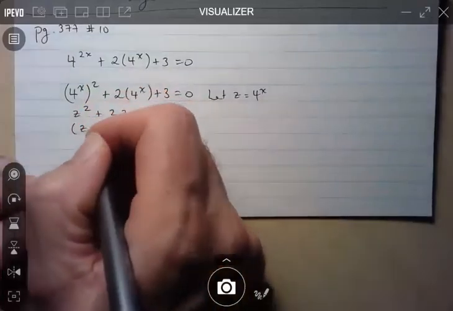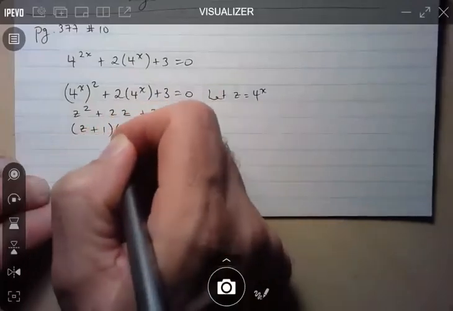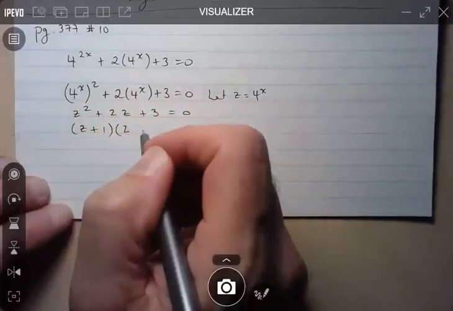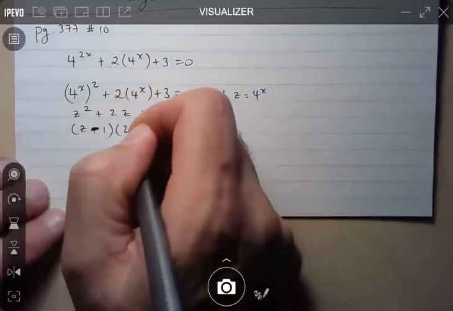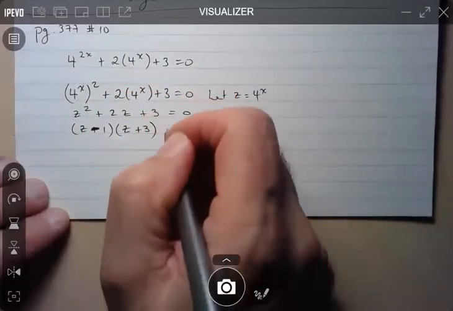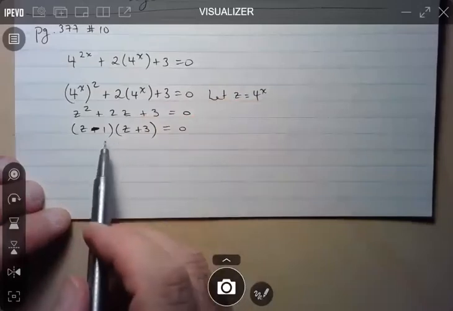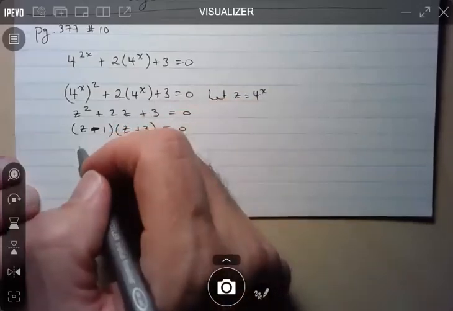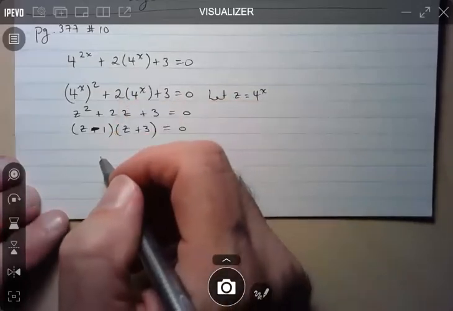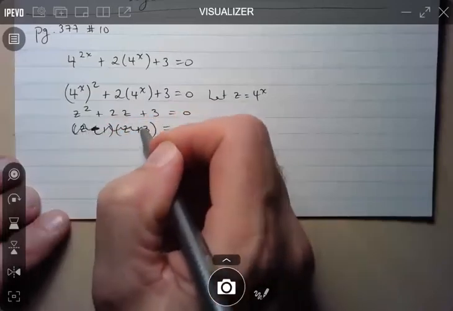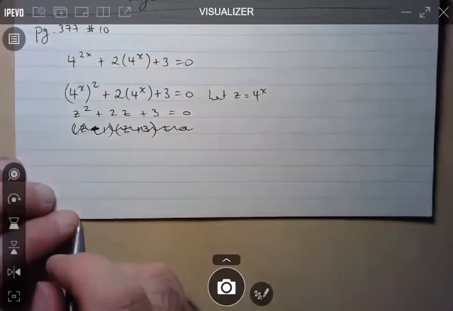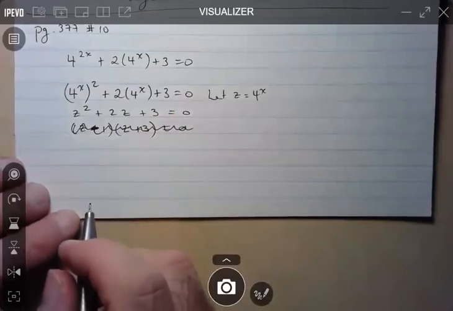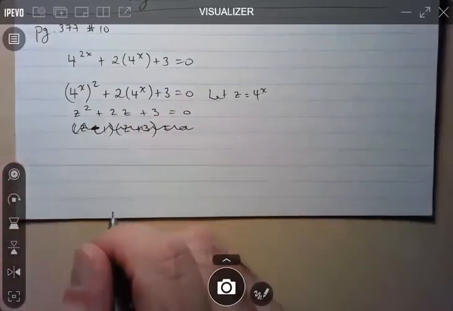I'm going to be a little more careful now. Here we've got z minus 1 and z plus 3. Oh no, sorry, that doesn't work. So this is not factorable. Wow, my factoring today is way off. Since they're both positive, let me just check. Yes, they're both positive. This is not going to factor.